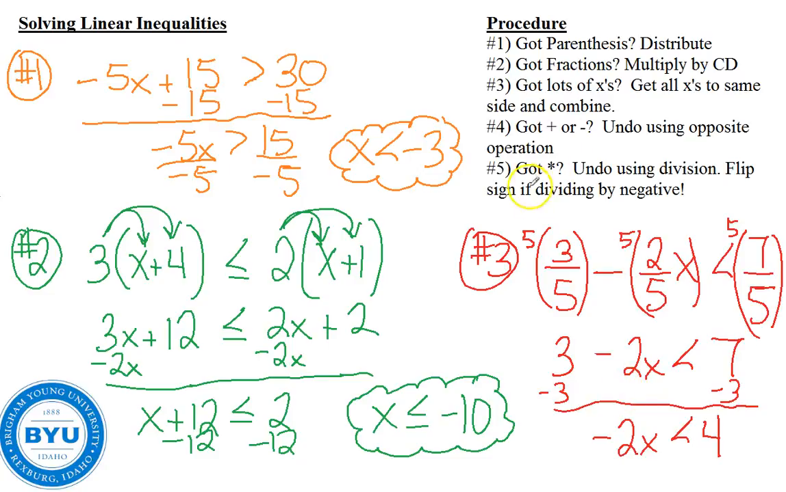In my last step, I'm going to go ahead and divide. I got to get x by itself, so I'm dividing by negative 2. Uh-oh. I'm dividing by a negative. If you're dividing by a negative, you've got to flip that sign. So it was less than. I'm going to flip it to be greater than. And 4 divided by negative 2 is negative 2. That's my answer on that one.